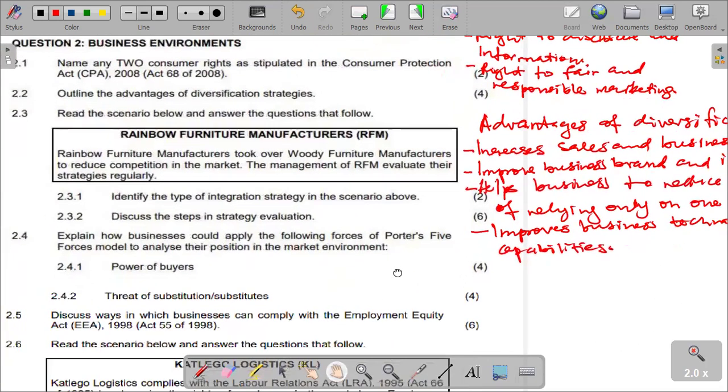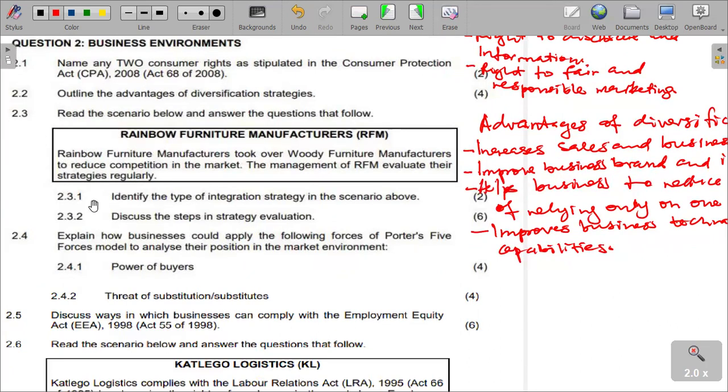Next question, question 2.3. Read the scenario below and answer the questions that follow. Rainbow Furniture Manufacturer took over wood furniture manufacturers to reduce competition in the market. The management of RFM evaluate their strategies regularly.